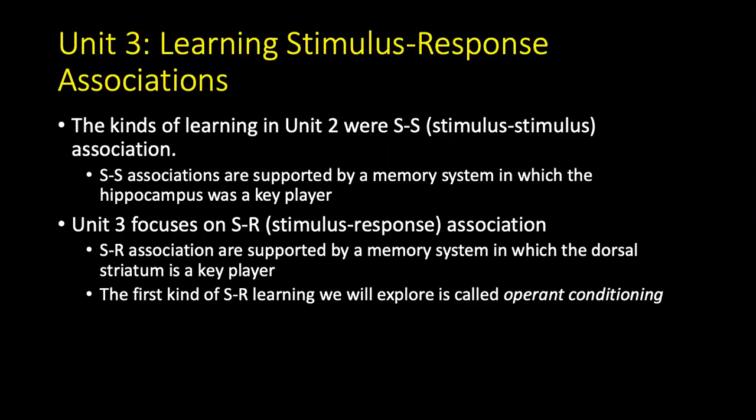In Unit 3, we're now moving to stimulus response learning happening. So the association is between a stimulus and then a response that is going to be made in response to that stimulus. So that's where we're going in Unit 3.